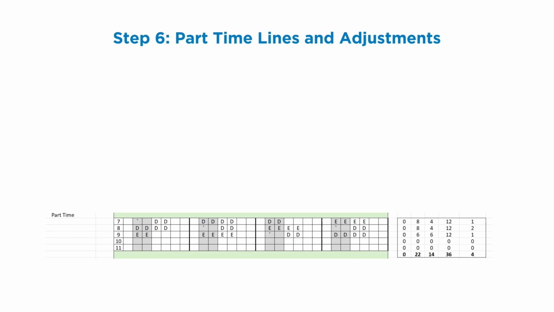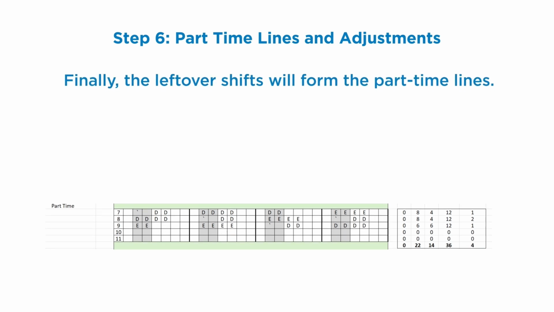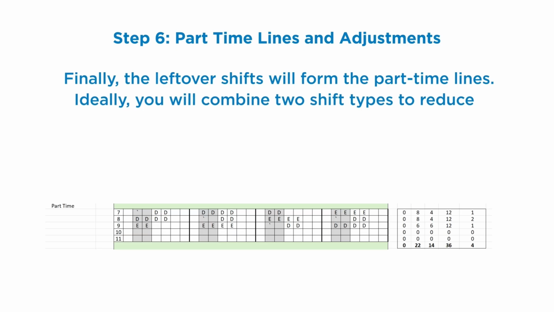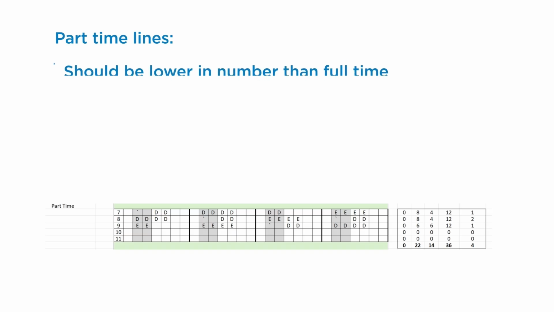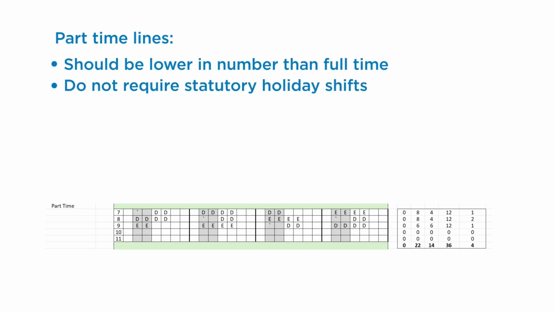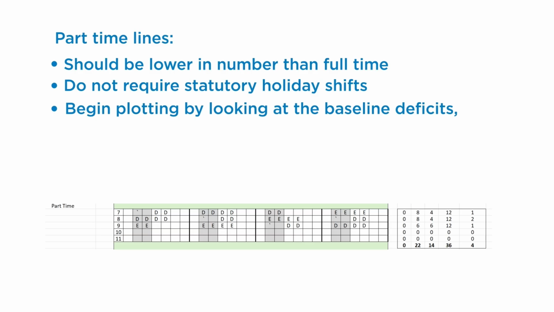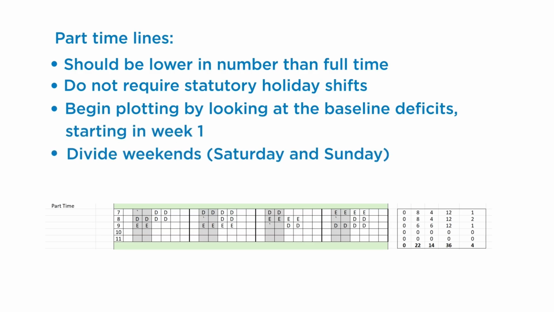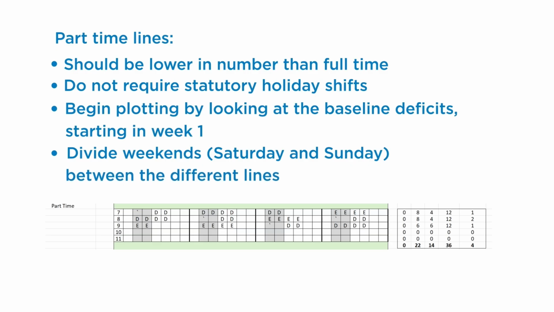Step 6. Part-time lines and adjustments. Finally, the leftover shifts will form the part-time lines. Ideally, you will combine 2 shift types to reduce the number of part-time lines. Part-time lines should be lower in number than full-time, and do not require statutory holiday shifts. Begin plotting by looking at the baseline deficits starting in week 1, and divide weekends, Saturday and Sunday, between the different lines.